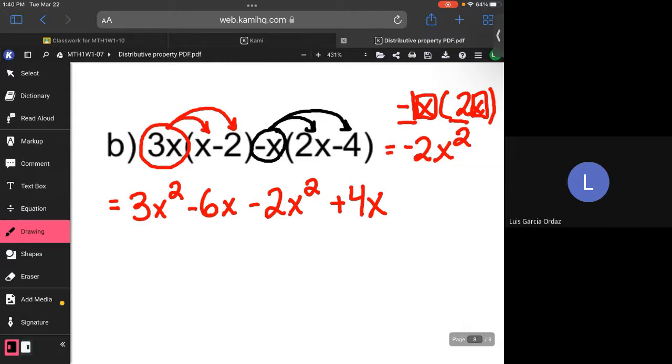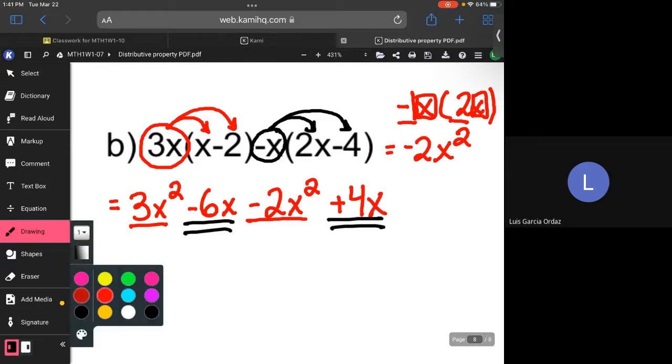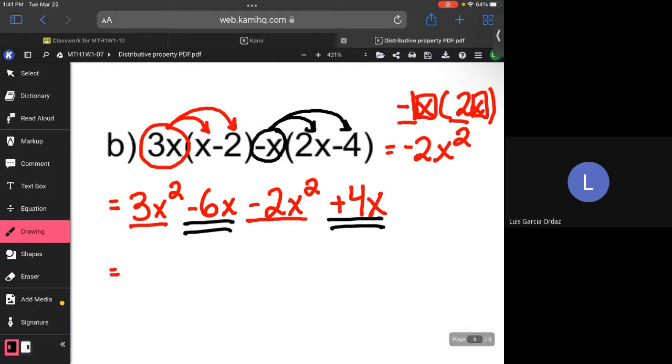So now I have to collect my like terms. So what are my sets of like terms here? Austin. 3x squared and negative 2x squared. And what's my second one? Matthew. Negative 6x and 4x? Yep. So now, like I said yesterday, you guys don't have to rewrite this next line, but if it helps, you can write it.